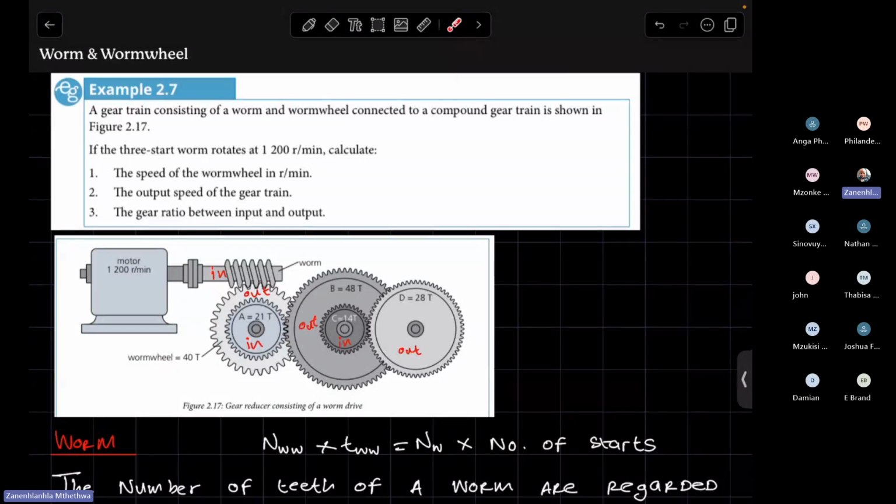All right. So, like I was saying, the worm wheel and gear A are fitted with the same shaft. So whatever the rotational frequency of this shaft, this worm wheel is going to rotate at that rotational frequency, as well as gear A. So if we calculate the rotational frequency of the worm wheel, you will inadvertently calculate the rotational frequency of gear A. And then gear A is the first gear in the compound gear train.